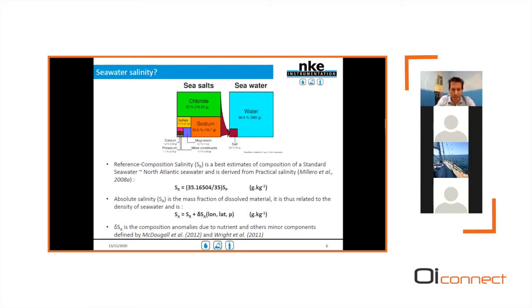Absolute salinity is the mass fraction of dissolved material, so it is related to the density of seawater. Reference salinity is defined by this equation with the term SR, and the composition anomaly, delta SA, is dependent on longitude, latitude, and pressure. So this term is the composition anomaly due to nutrients and other minor components. This term has been defined by McDougall and Wright in their publications in 2011 and 2012.